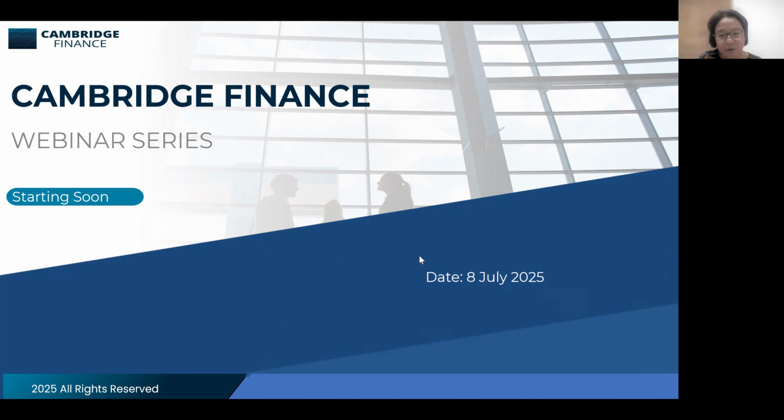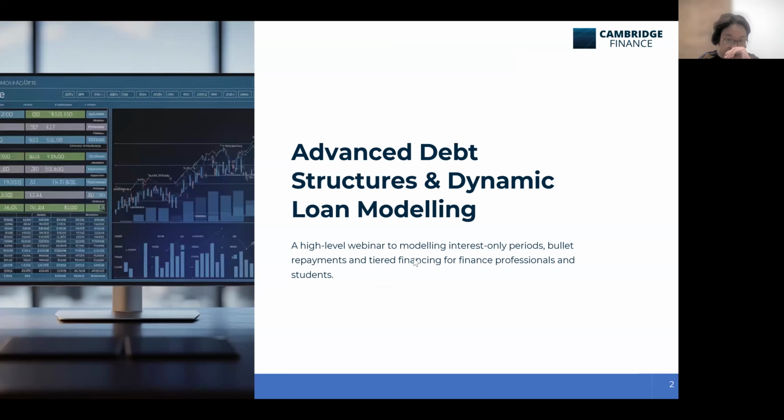So let's go. The topic for today is advanced debt structures and dynamic loan modeling. And the idea of being advanced, whenever I talk about advanced modeling, is when we have to add dynamics to financial models. That's always the bit that becomes a lot harder to model, because you need a lot more scenarios and a lot more what ifs. And this is the advanced part of modeling, because as you know, it's so much easier just to hard code everything, just put the same scenario over and over again.